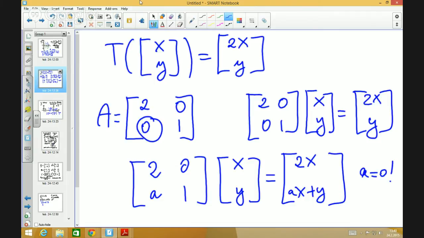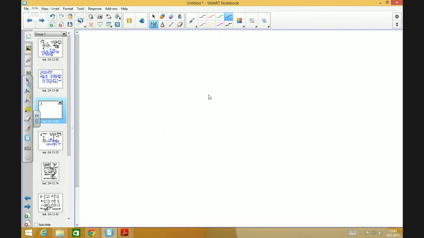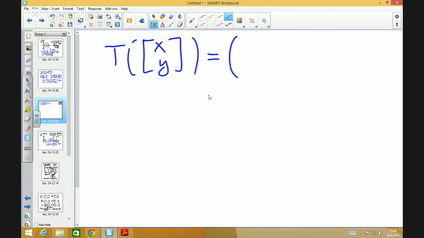One more example. Suppose that I now want a transformation that does this. Okay, give me a vector x, y. I add 1 to x, and I turn the y to 0. So I project on the x-axis.